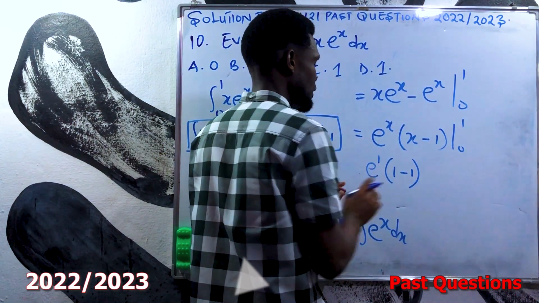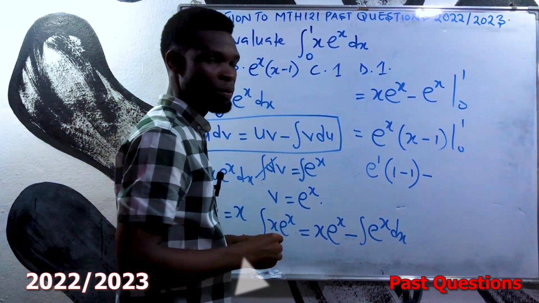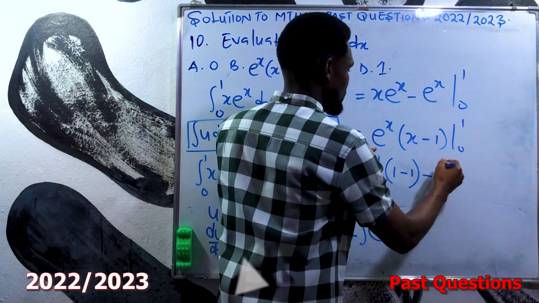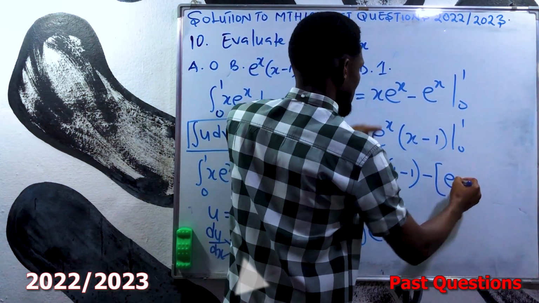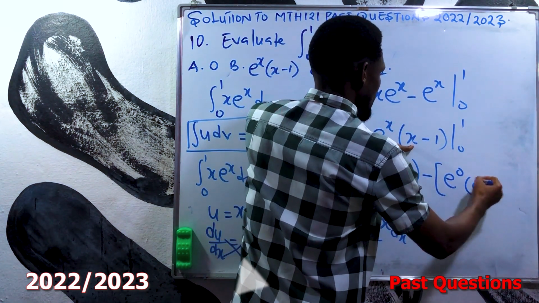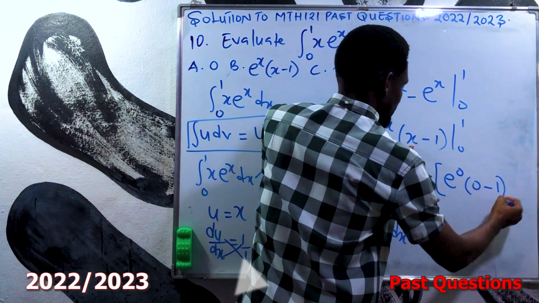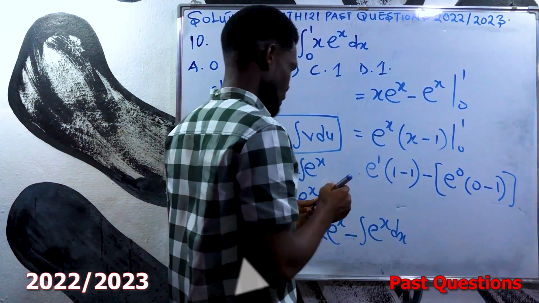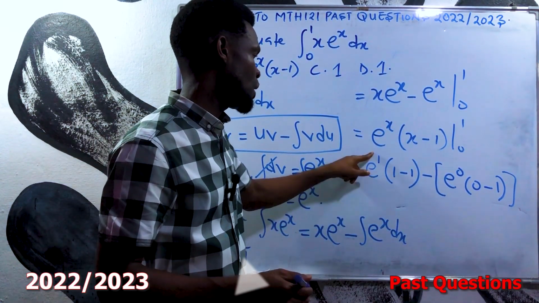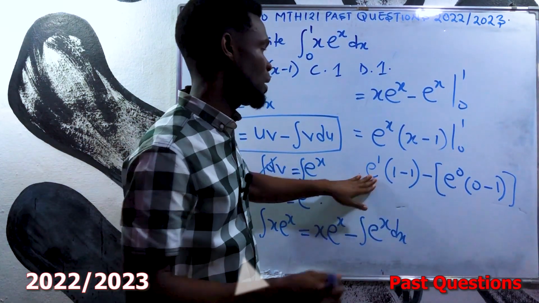Okay, we're done with that. Then minus, that's the rule, minus, this time around, we are going to substitute the lower limit, which will be exponential 0 into 0 minus 1. Okay, 1 minus 1 is 0. 0 times exponential 1 is 0. So everything there is gone.